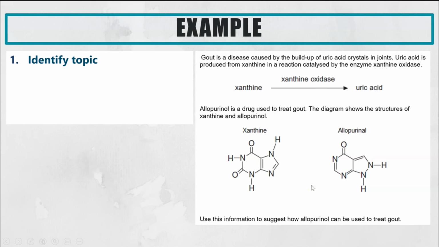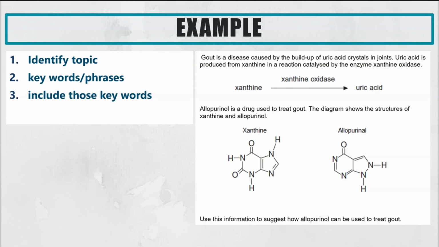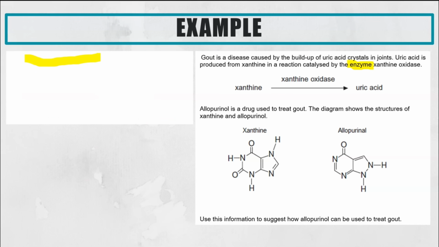And the question, this was 3 marks, was use this information to suggest how allopurinol can be used to treat gout. So as soon as you see suggest how, you know it's an application question, because you have to use your knowledge, use the information to suggest an answer. So as I said, the first thing you should do is identify the topic this unknown information links to. Then the keywords that are linked to that, then how you'd use those in the questions, and then which bit of information from the question you're going to use.